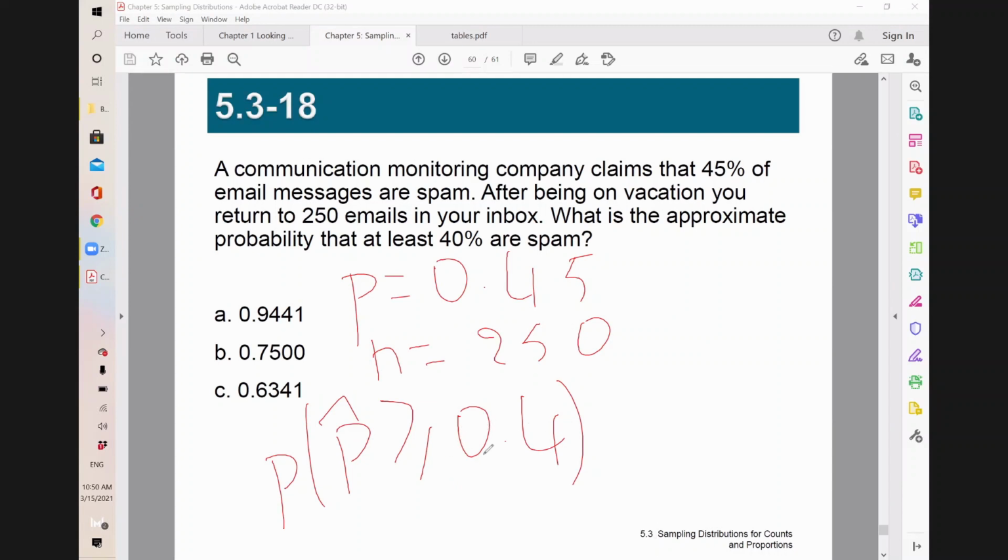What about p hat? We know p hat is a normal distribution whose mean, or expected value, is p and whose standard deviation is the square root of p times 1 minus p divided by n. Then here p is equal to 0.45, and of course n is equal to 250. Then we can evaluate the standard deviation.